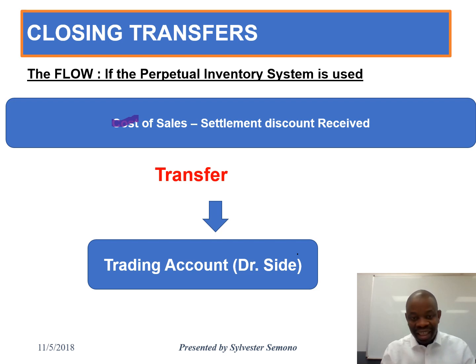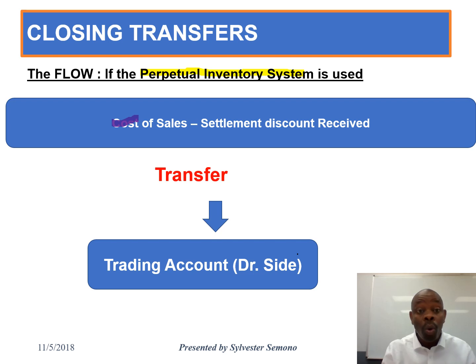And remember that cost of sales must be transferred to the debit side of what? Of the trading account. Remember, on the credit side you've got sales, and on the debit side you've got what? Cost of sales. But this is under what? The perpetual system. Okay, you can see here I wrote if we are under perpetual system. Remember, I said under perpetual inventory system is where they give you cost of sales.